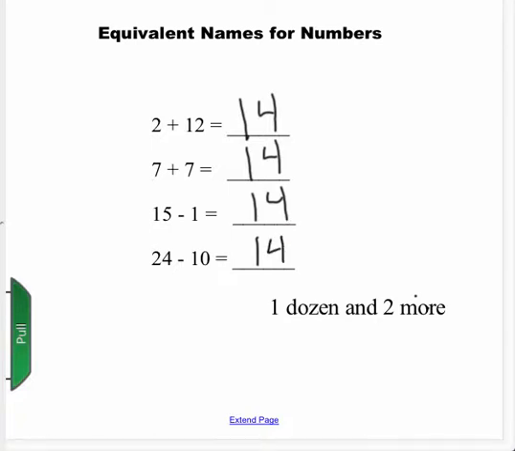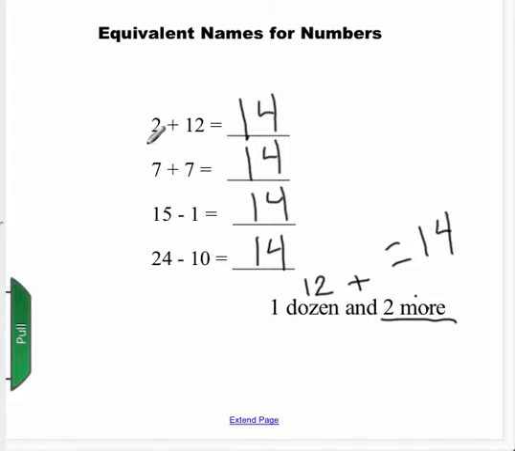And the last one down at the bottom, 1 dozen is equal to 12. And we have the word and, which means we need to add 2 more. 12 plus 2 more, again, would equal an answer of 14.